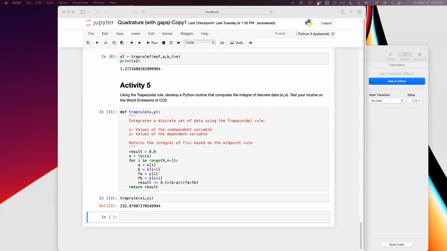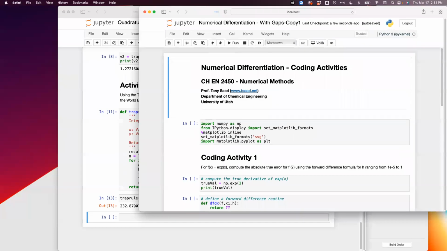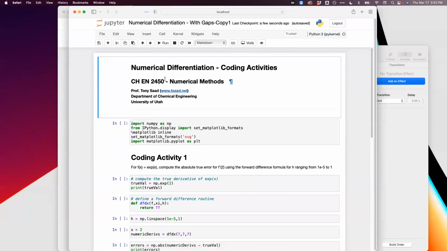Do you see a notebook with gaps? Numerical differentiation, thank you. Yes, perfect. All right, numerical differentiation.